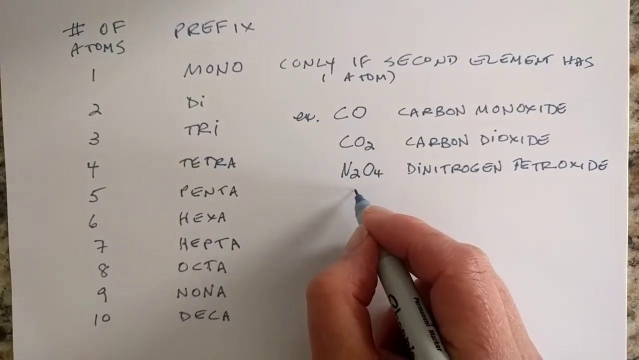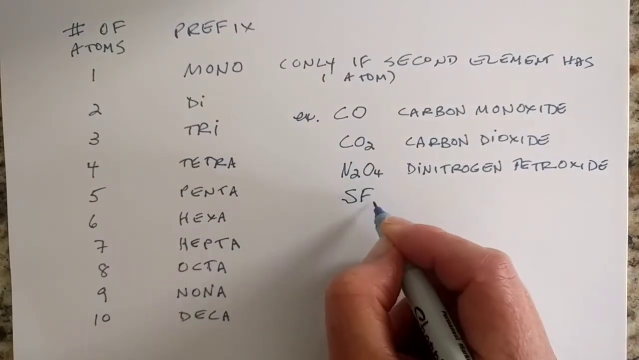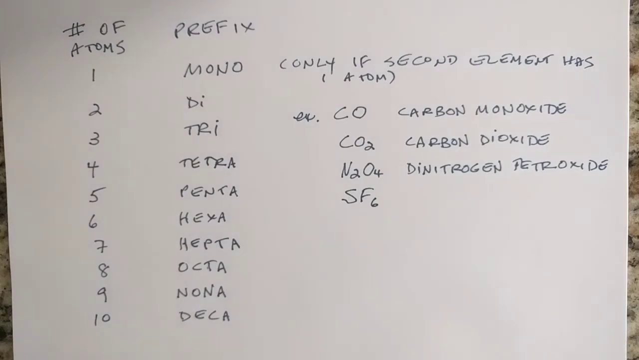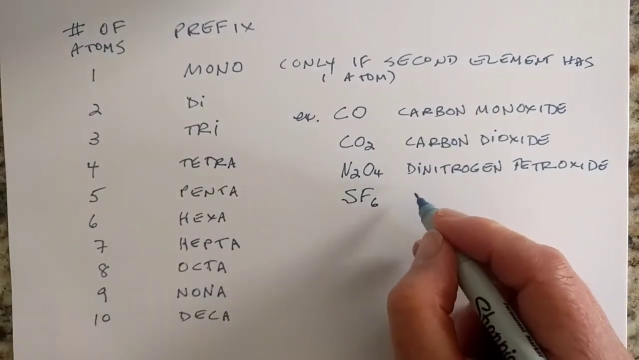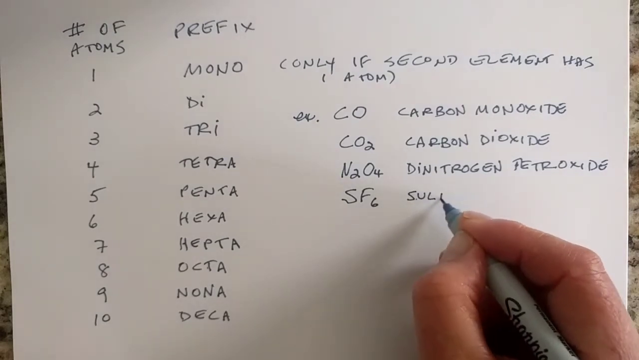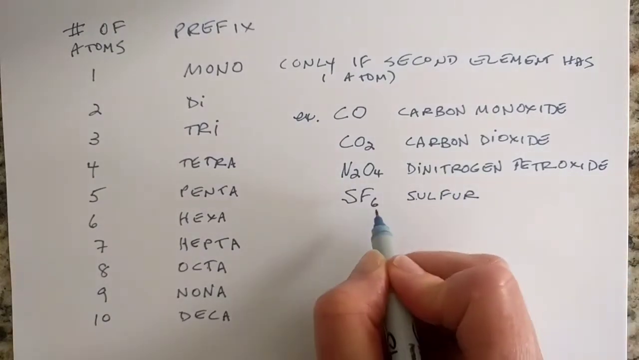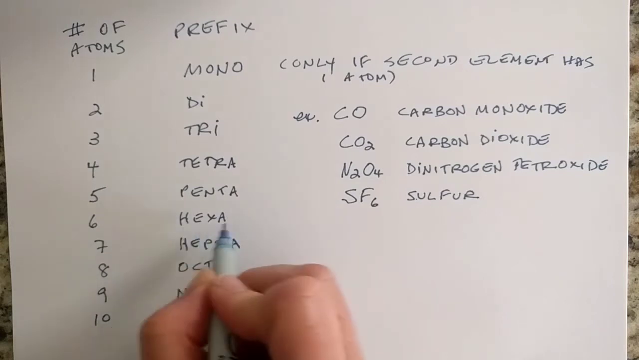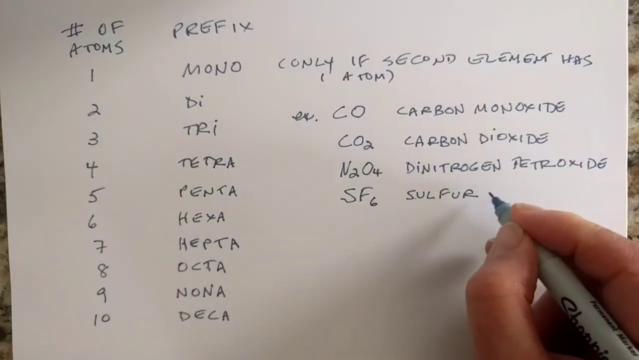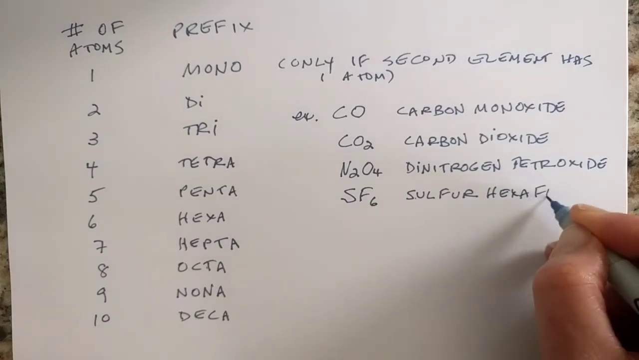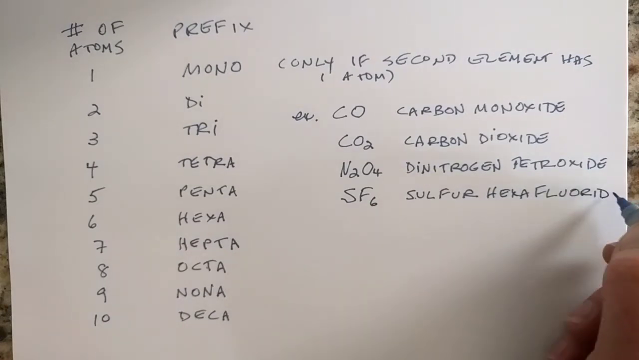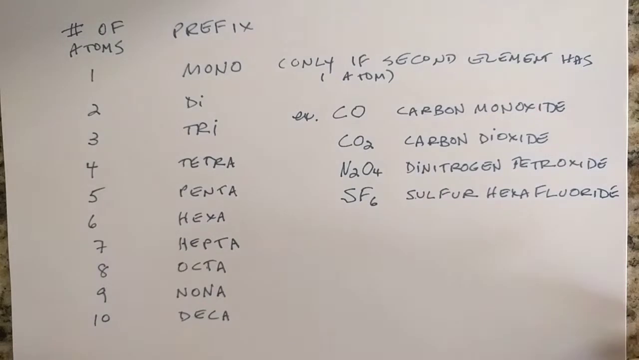Another example is SF6. This is a very dense gas. And so we have 1 sulfur, so just sulfur. We get the full name for sulfur, our first element. Our prefix of 6 is hexa. So this is hexafluoride. It is that easy. No charges, no crossing, no Roman numerals, none of that stuff.